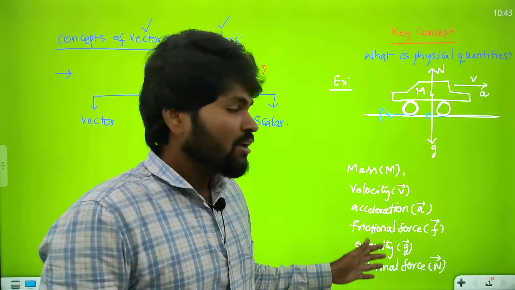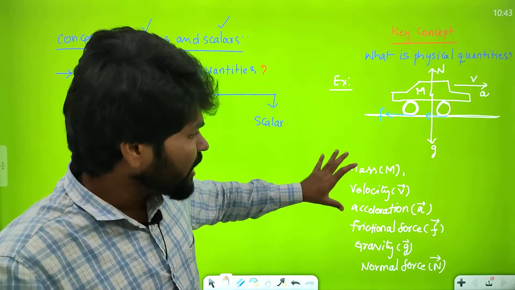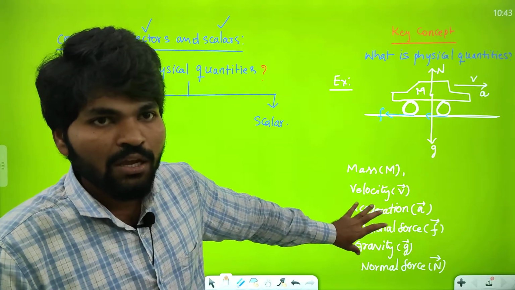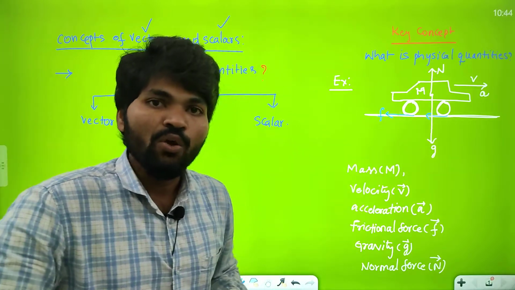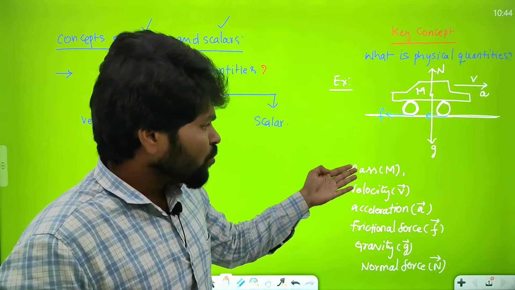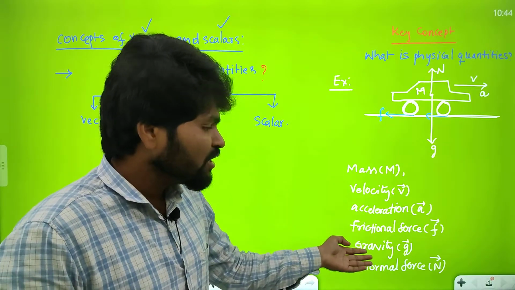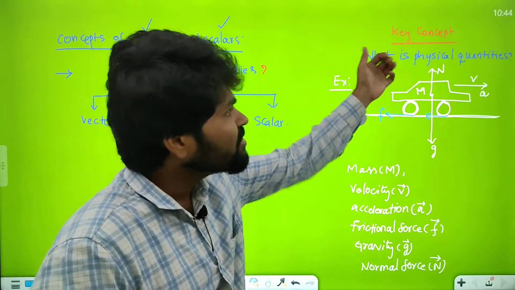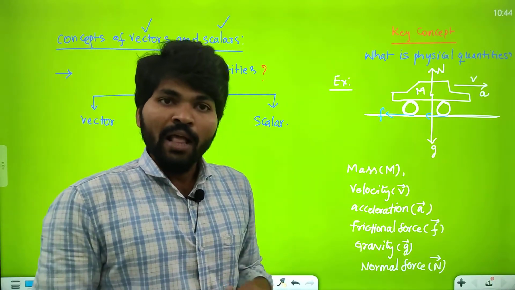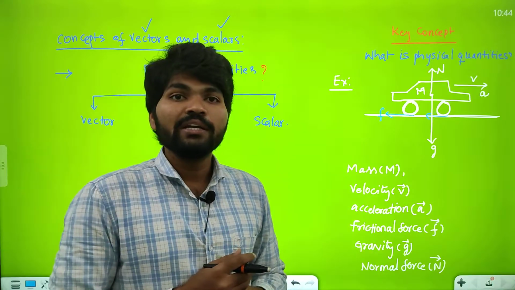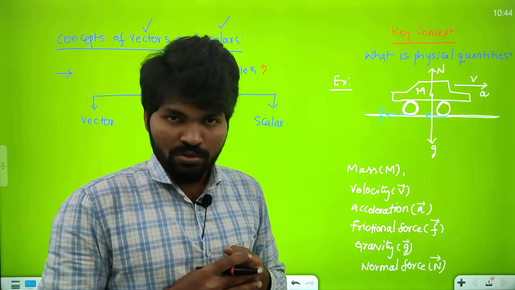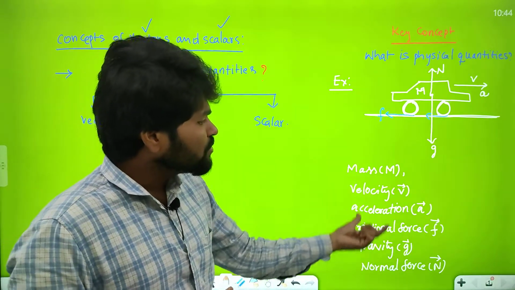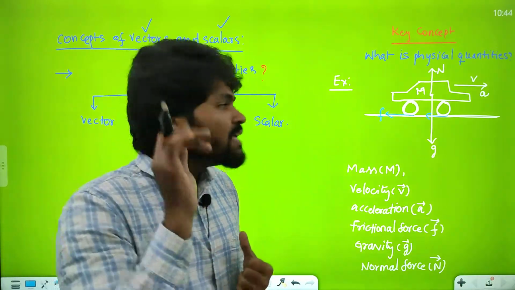So if you observe here, we got different terminology to express the motion of the car on a road. Sir, are velocity, acceleration, friction, force and gravity the only physical quantities? No. There are different types of physical quantities we are going to encounter during our course. So why do we have to use this terminology?